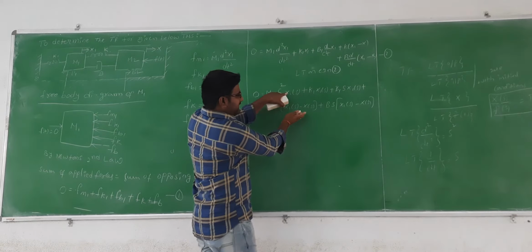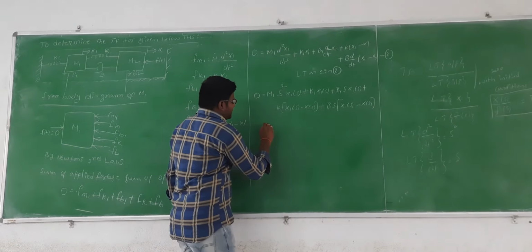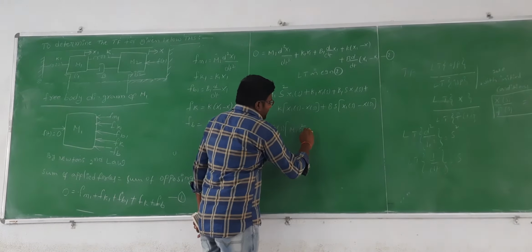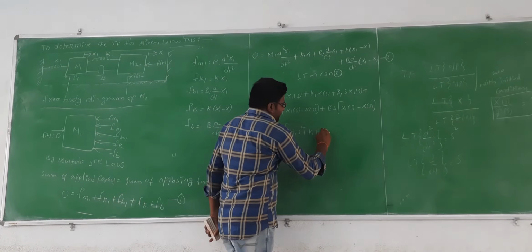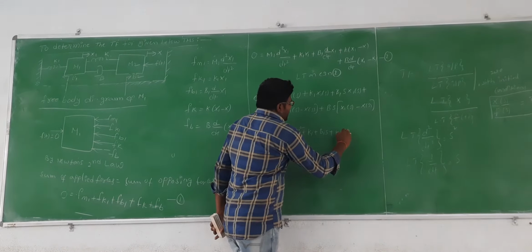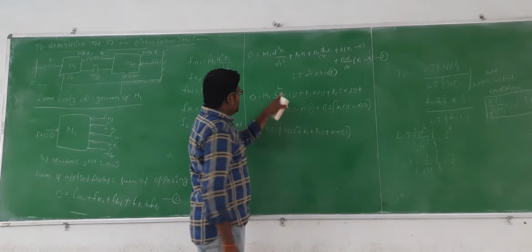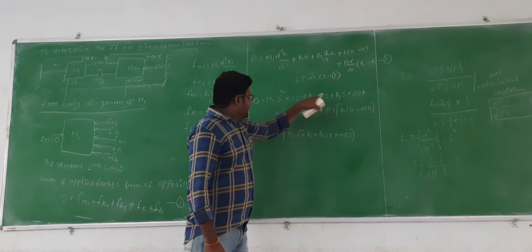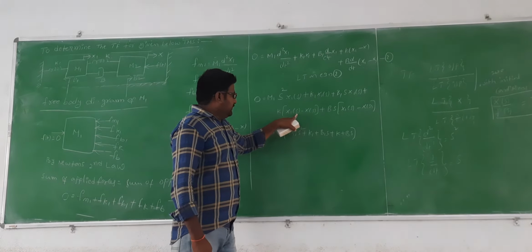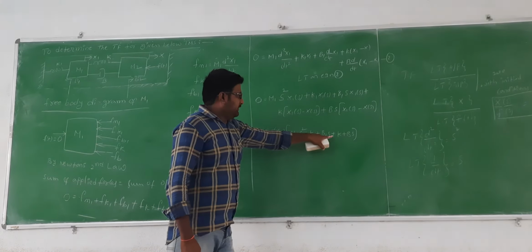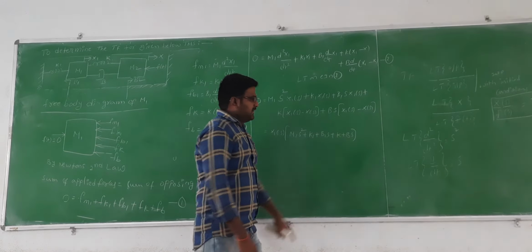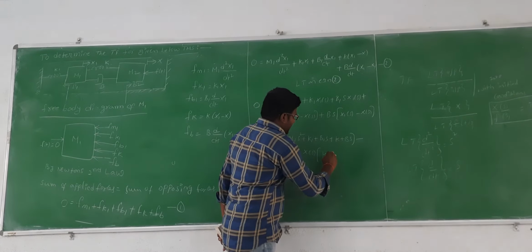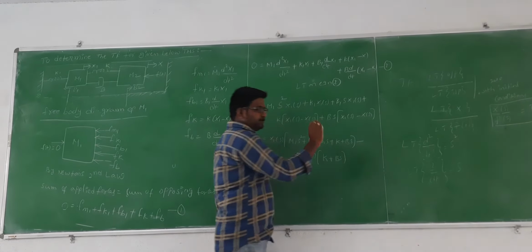So separate the x of s terms and x1 of s terms. x1 of s is common: m1 s square plus k1 plus b1 s plus k plus b s. Then minus x of s is common, times k plus b s.